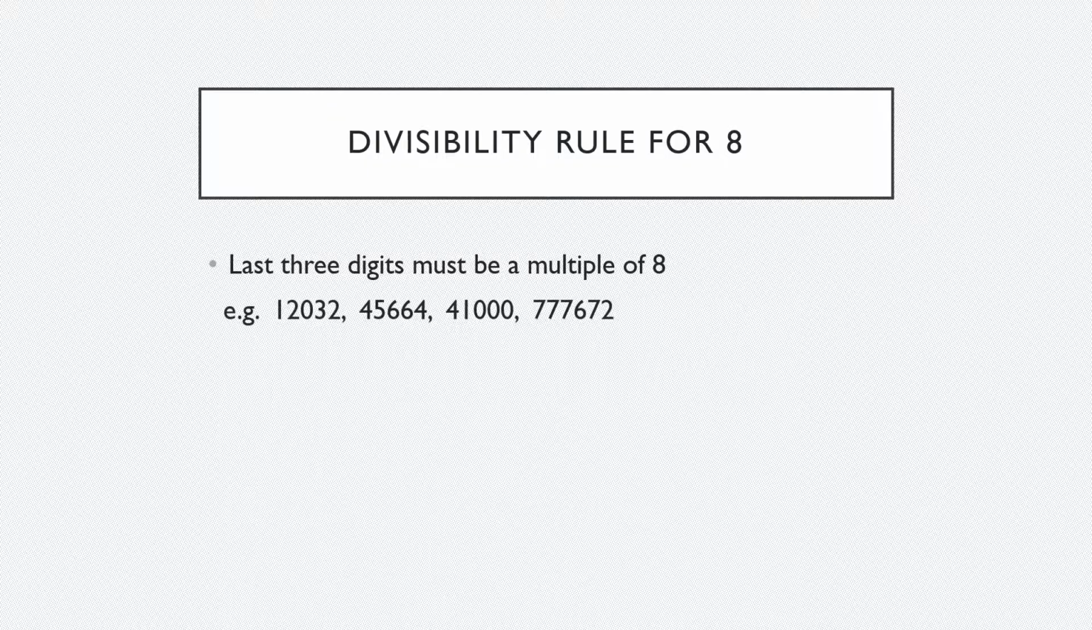Some examples will be 12032. 032 is divisible by 8, so the entire number 12032 is divisible by 8. 45664. 664 is divisible by 8, so the entire number is divisible by 8. 41,000, that's just a 000. 0 is divisible by 8, so 41,000 is divisible by 8. 777672. 672 is divisible by 8, so the entire number is divisible by 8.